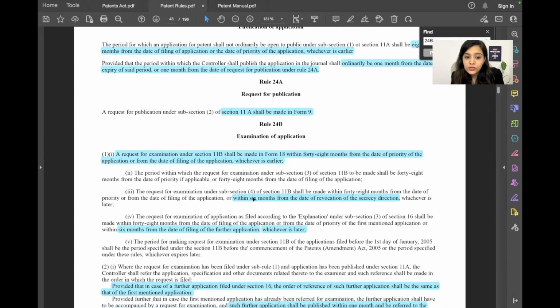The associated rule says the request for examination under subsection 4 of section 11B shall be made within 48 months from date of priority or from date of filing of application, or within 6 months from date of revocation of secrecy direction, whichever is later. So generally, if it is within 48 months from date of priority, it is okay. But if it is not, we need to check whether it is within 6 months of date of revocation of the secrecy provision. If it is within that time period, then we can file a request for examination.